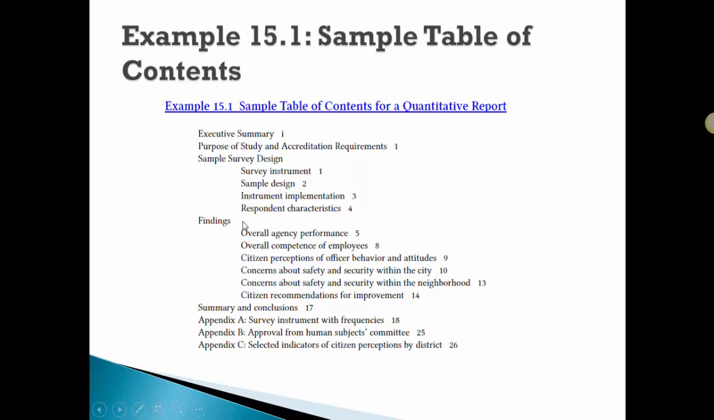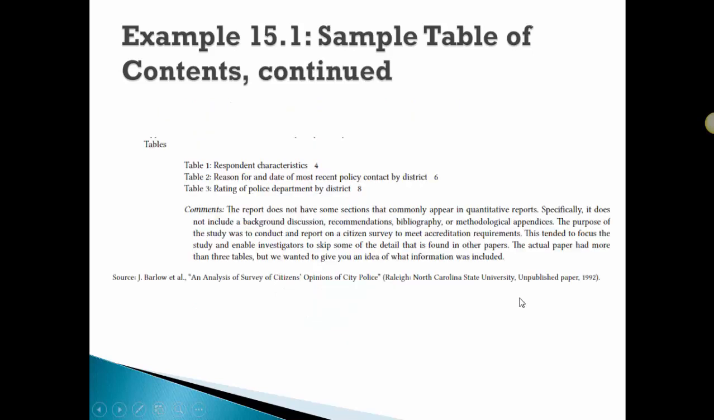There's your purpose, your design, your findings, and then things in the appendix might be the research tool, the survey instrument, if you've gotten approval from a human subjects committee, and so forth. And some more things down there in the tables. And again, there are some comments here that some sections that commonly appear, like a background, are not included. So this particular report format is not the only type of format that can be used.